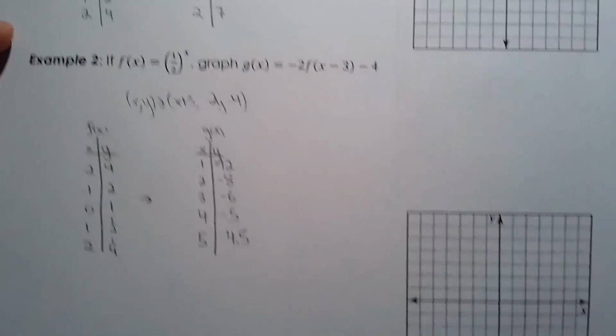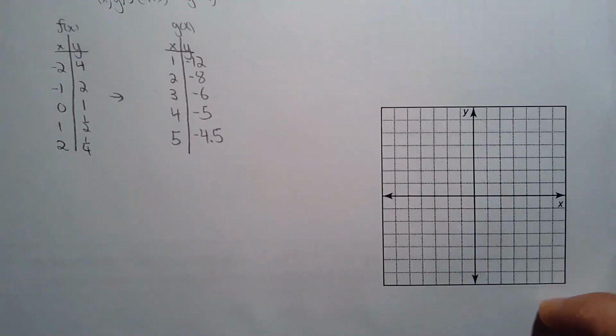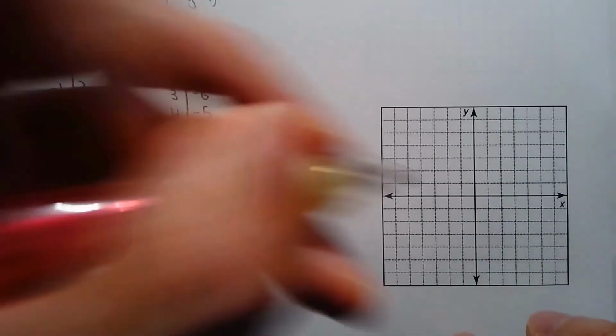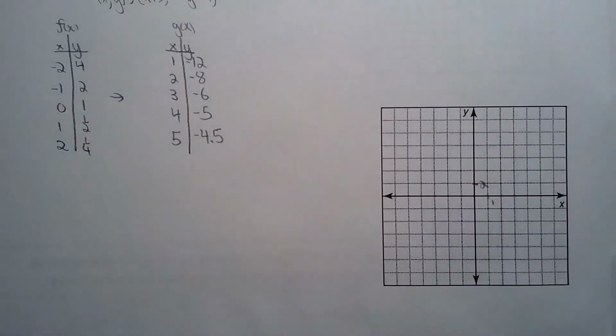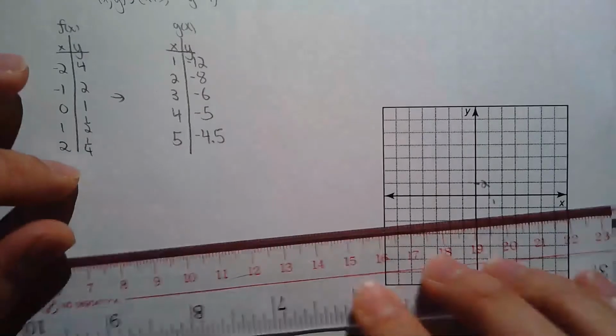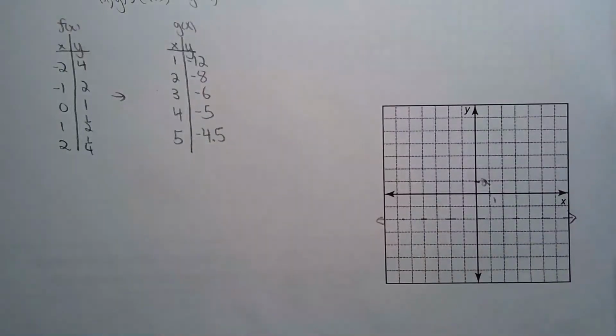Now before I sketch in, well, let's do a scale first. And then I really want my horizontal asymptote, which is at y equals negative 4, because there's a vertical translation 4 units down.